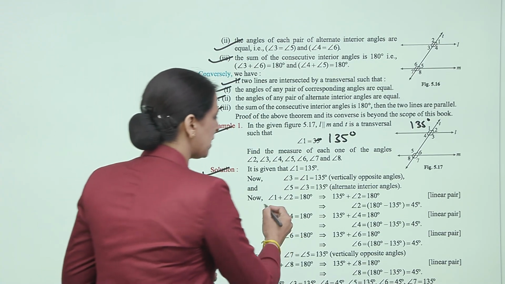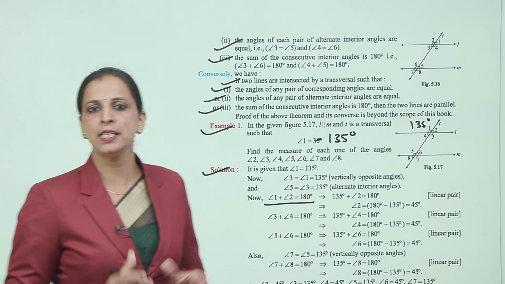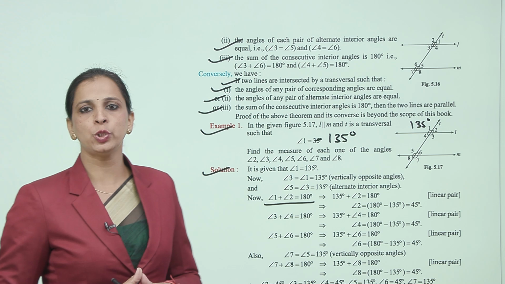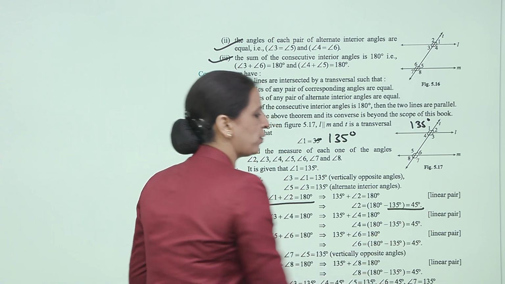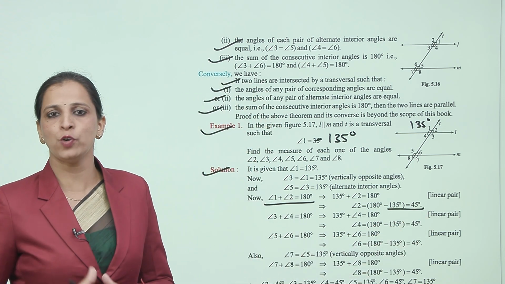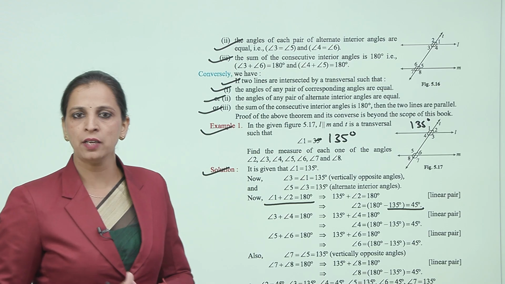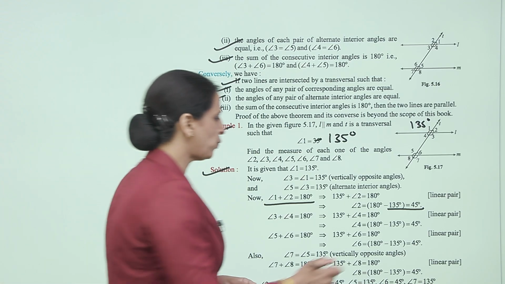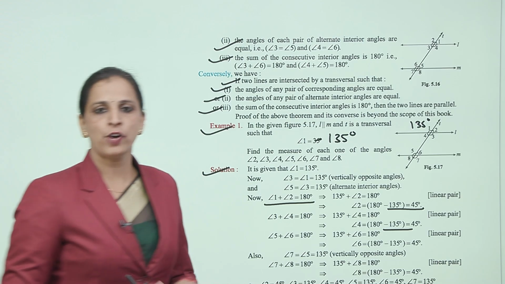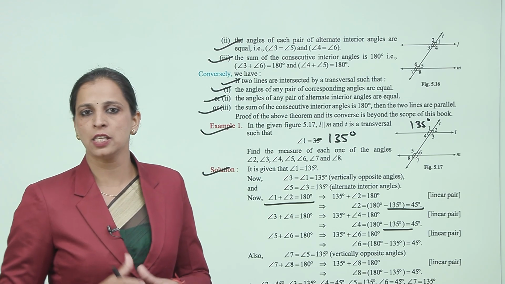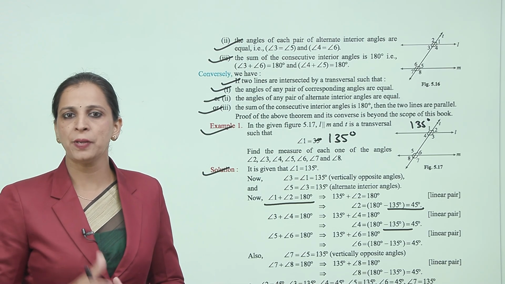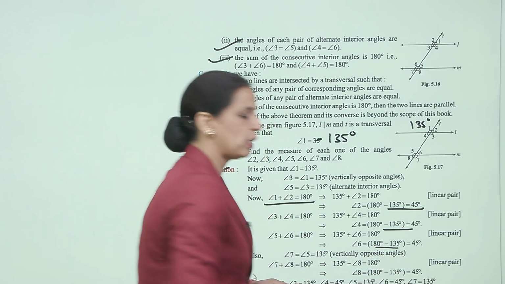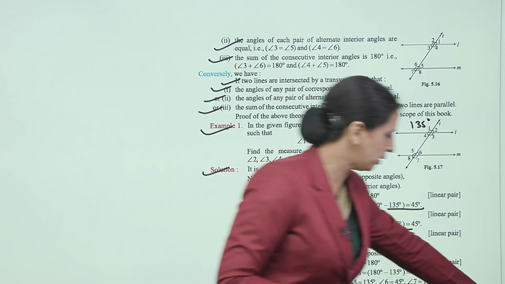Now, angle 1 plus angle 2 is 180 degrees. Angle 1 is 135 degrees, plus angle 2 is 180, linear pair. So angle 2 is 180 minus 135, which is equal to 45 degrees. Angle 3 plus angle 4 is also a linear pair, equal to 180 degrees. Angle 3 is 135, so angle 4 is 180 minus 135, which is 45 degrees. Angle 5 plus angle 6 is equal to 180 degrees, linear pair. Angle 5 is 135, so angle 6 is 180 minus 135, which is also equal to 45 degrees.